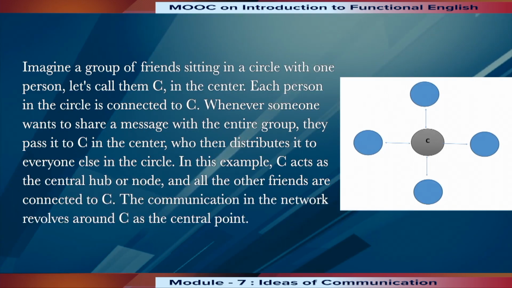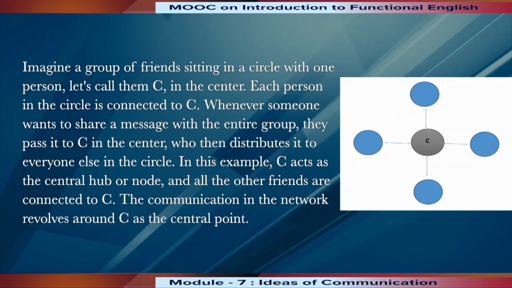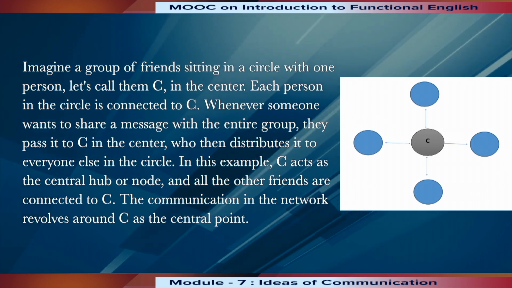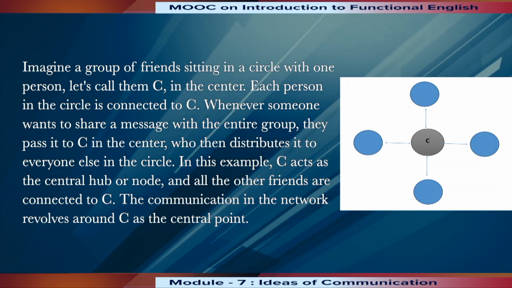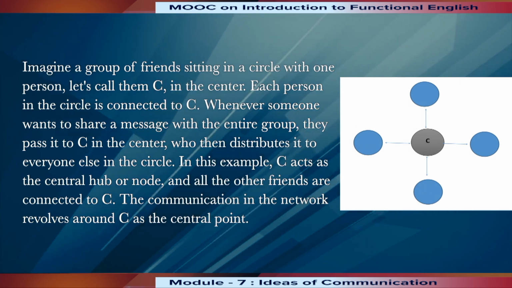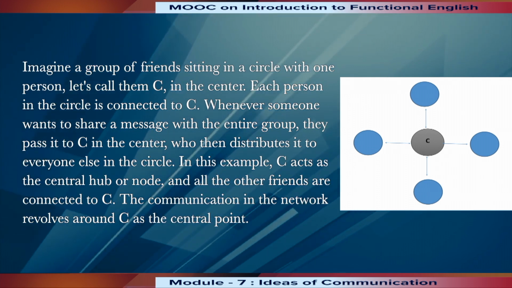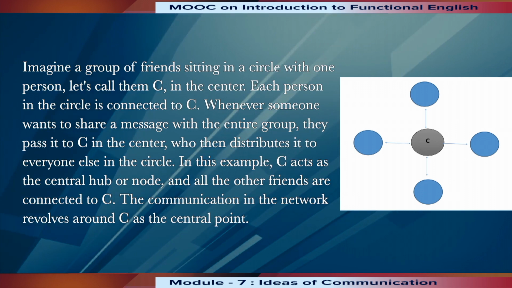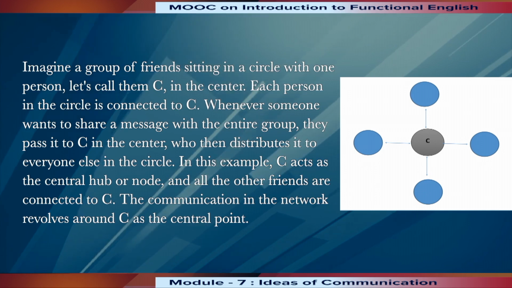Imagine a group of friends sitting in a circle with one person, let's call this person C, in the center. Each person in the circle is connected to C. Whenever someone wants to share a message with the entire group, they pass it to C in the center, who then distributes it to everyone else in the circle. In this example, C acts as the central hub or node, and all the other friends are connected to C. The communication in this network revolves around C as the central point.